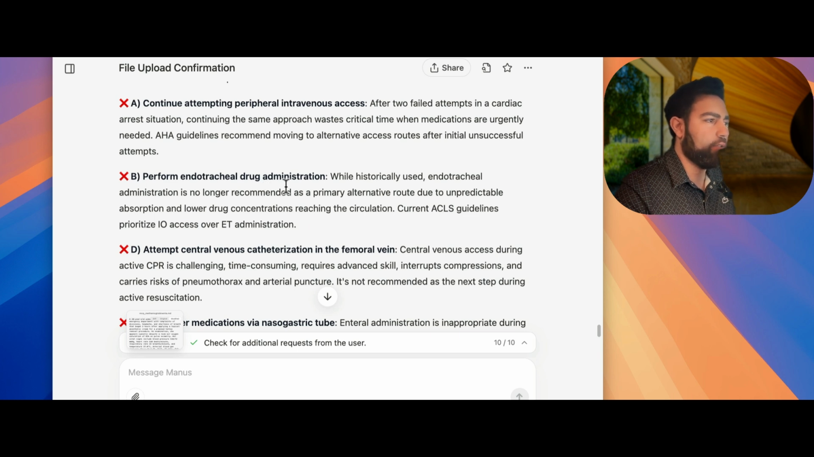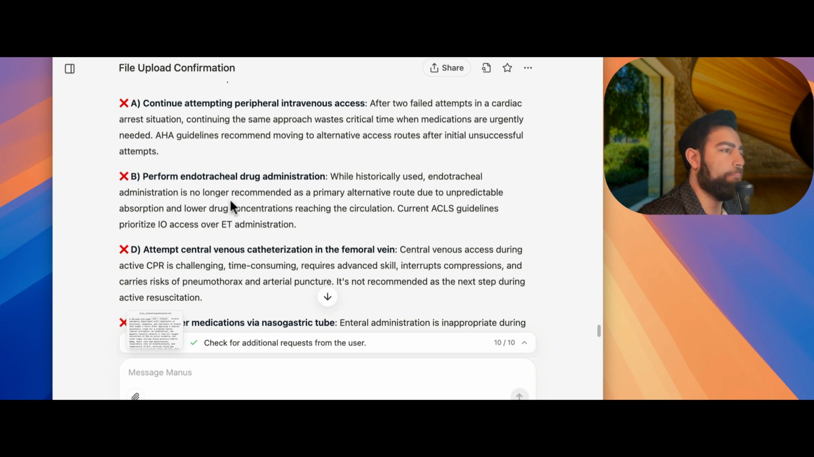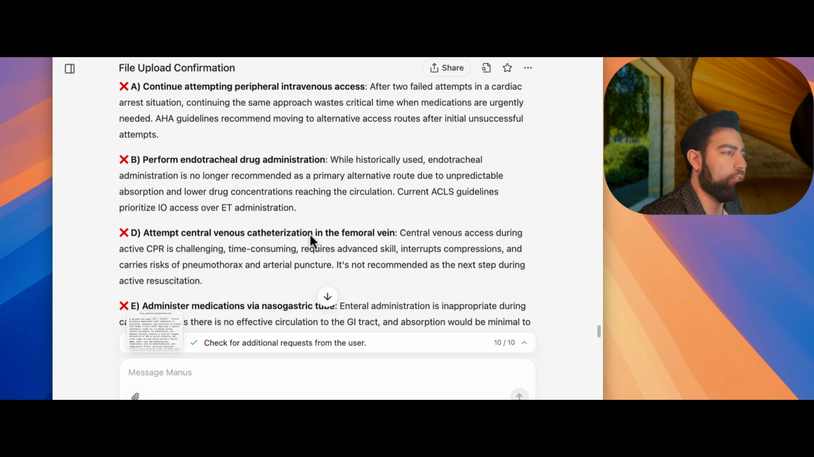Performing endotracheal drug administration, again, it used to be used historically, but it is no longer recommended as a primary alternative route, because you don't know how much of the drug that you're giving is getting absorbed, and if it's getting to the right areas, and if the patient has lung injury or not, what's really happening. So not the best method. Only certain rare cases where you have to, otherwise IO access is much better.